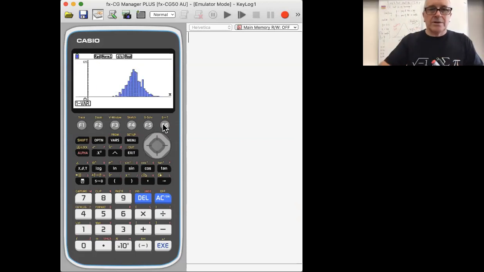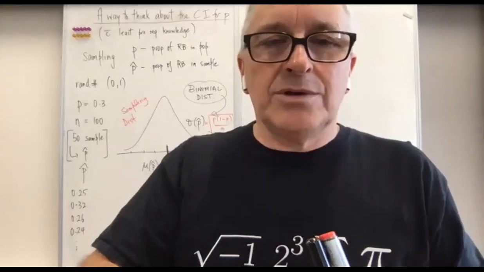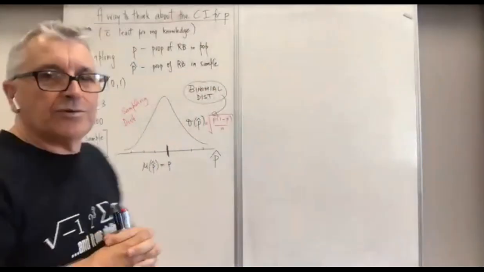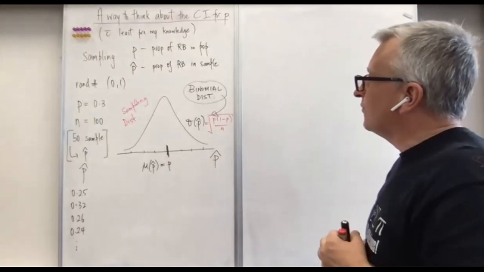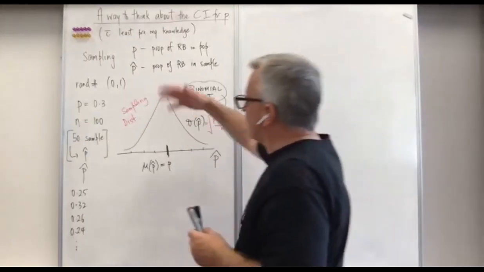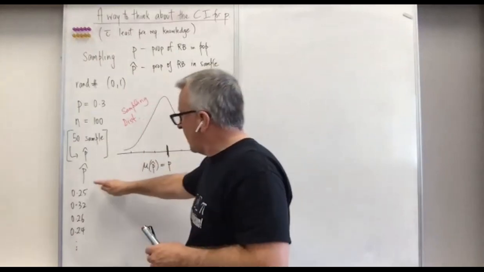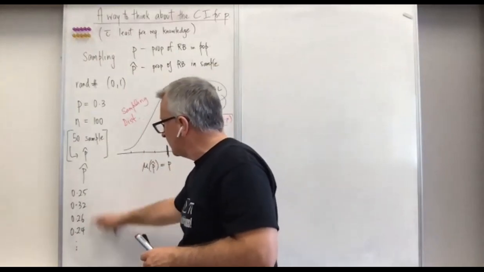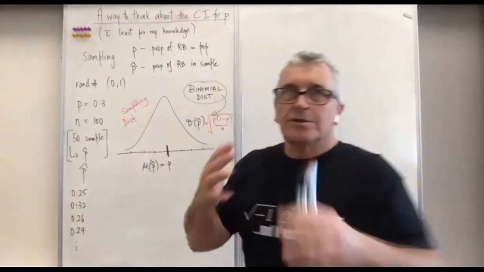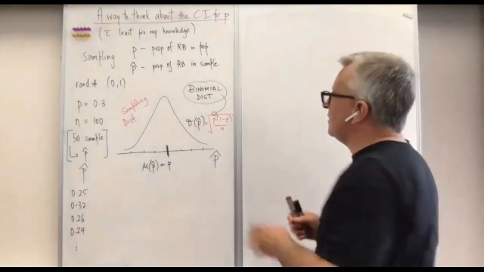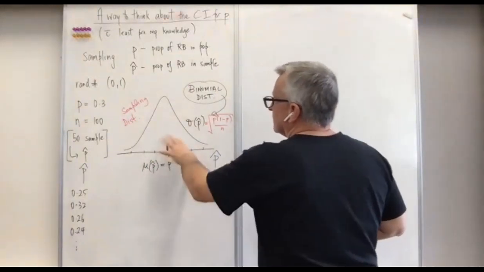So let's stop that. There we go. Come back to our board. Okay, so what next? What we've done is a study of sampling, and we can now understand the way that these sample proportions will vary if you repeatedly sample. They'll vary like that.